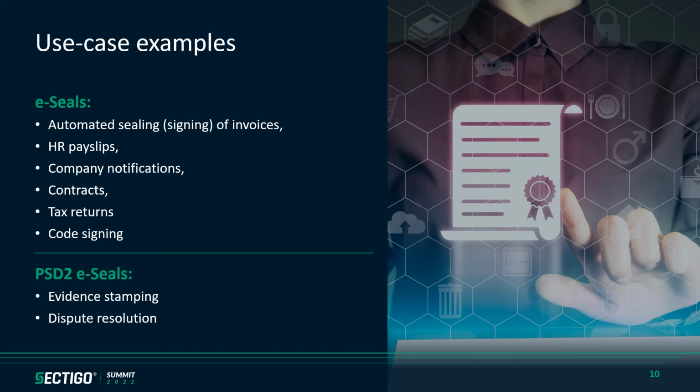Electronic seals are required when documents have to be sealed on behalf of a legal entity, as explained in the previous slides. Examples include sealing of sales invoices, HR pay slips, press releases, company memos, contracts, and signing of software code. Electronic seals are often applied on documents in an automated fashion, as they do not necessarily require a natural person to take physical action to seal the document. PSD2 seals are often used by banks and financial institutions for evidence stamping, claim resolution, and other use cases such as sealing of bank statements of customers.